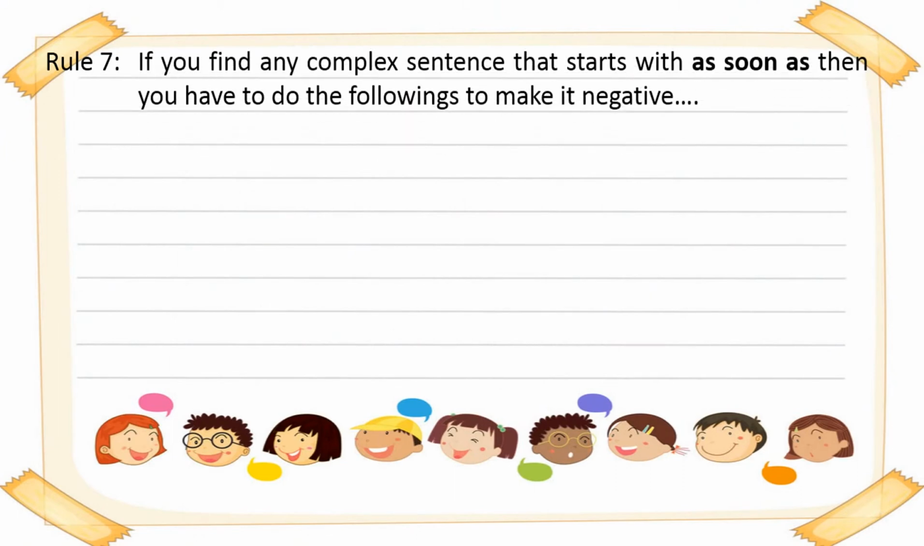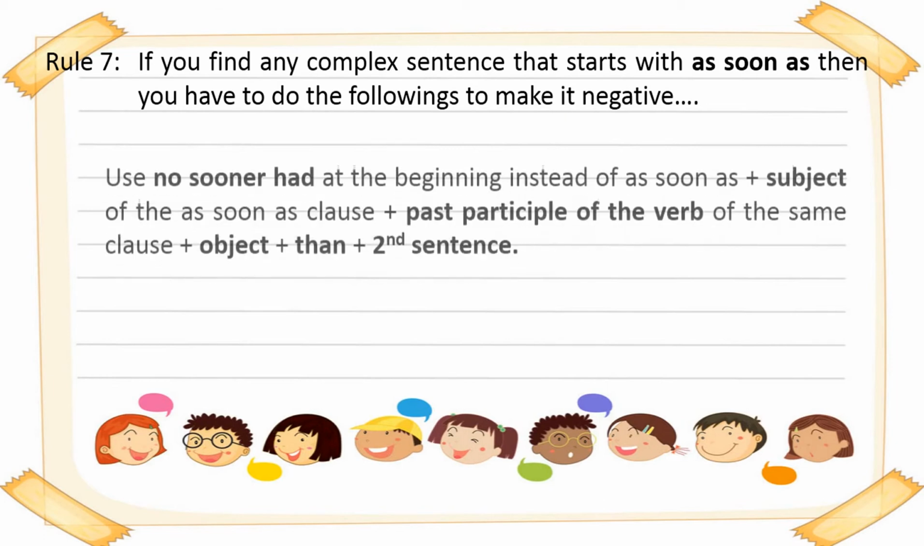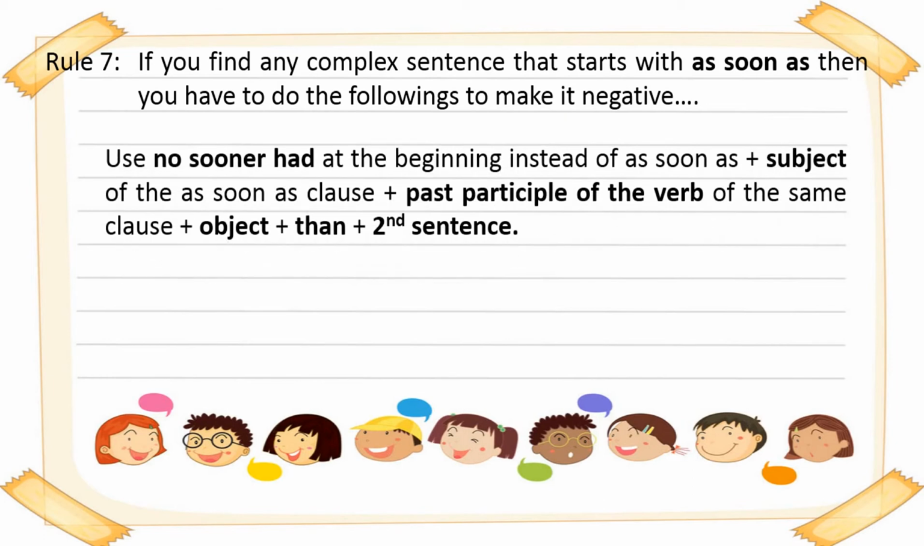If you find any complex sentence that starts with as soon as, then you have to do the following to make it negative. So here we can find a structure. So you have to remember the structure. So use no sooner had at the beginning instead of as soon as. So you have to remember, you have to write no sooner had instead of as soon as.